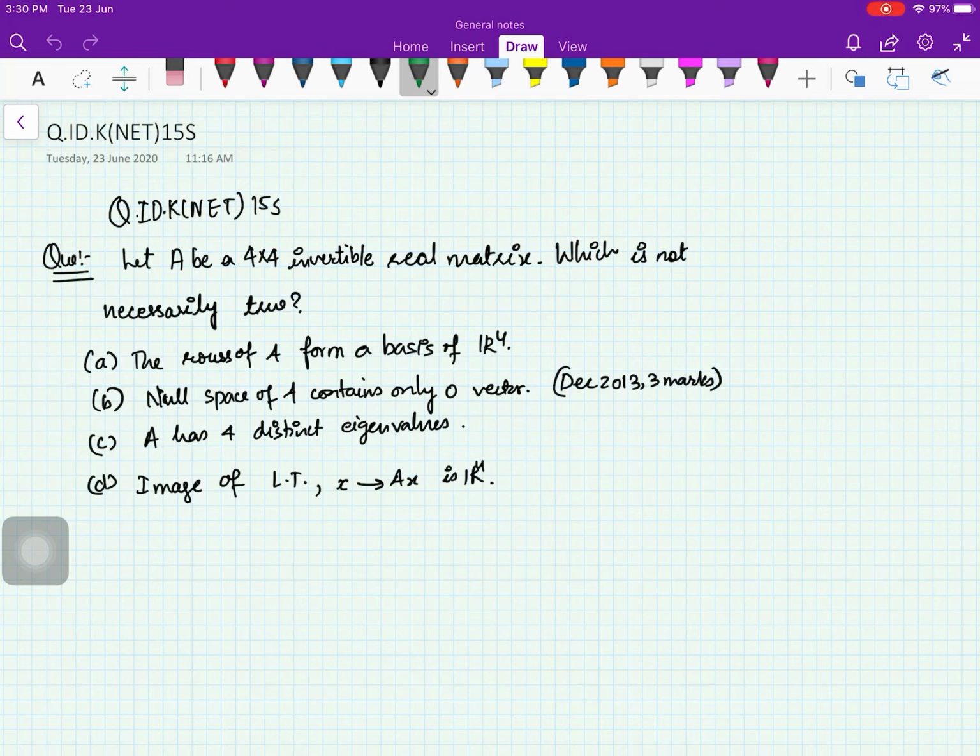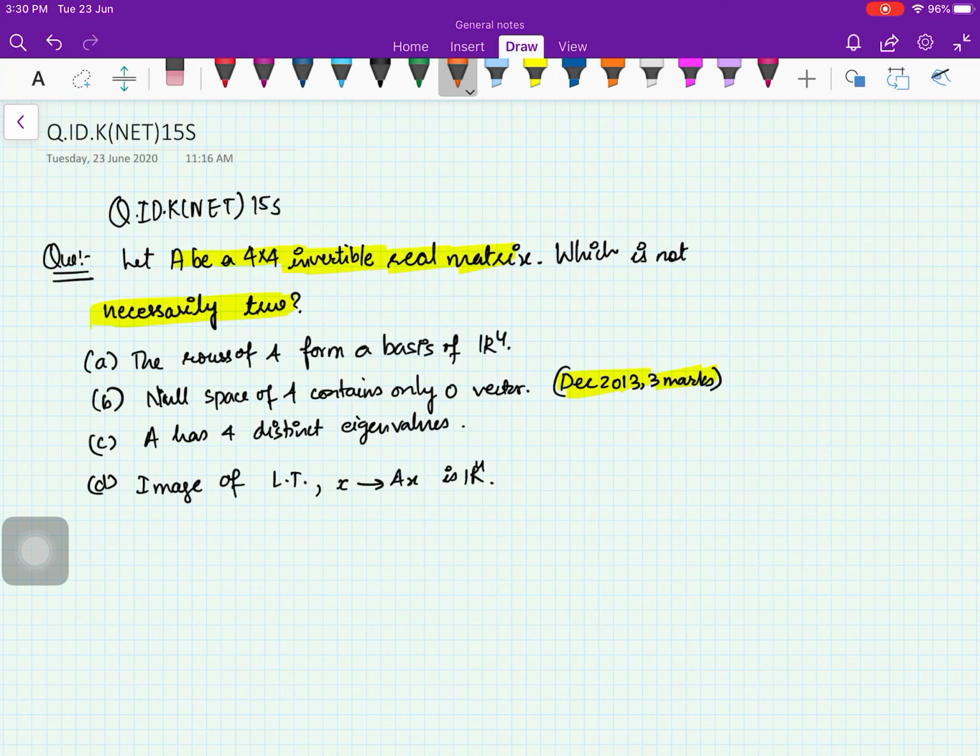Here we have a series of questions which were asked in previous years' UGC NET exams. This question is based on linear algebra, specifically on matrices or linear transformations, and it was asked in December 2013 for 3 marks. So let us look at the statement. Let A be a 4 cross 4 invertible real matrix. So you are given a 4 cross 4 invertible real matrix. Which one of the following is not true, not necessarily true?